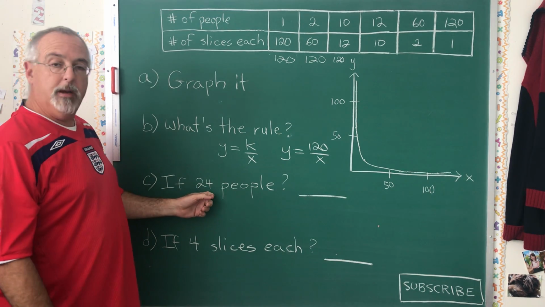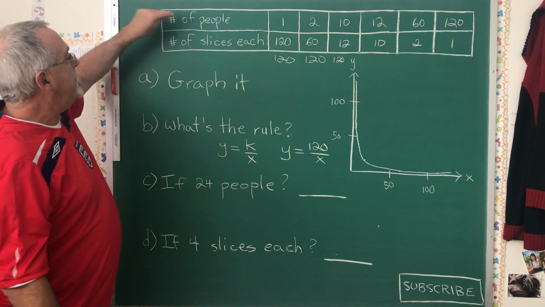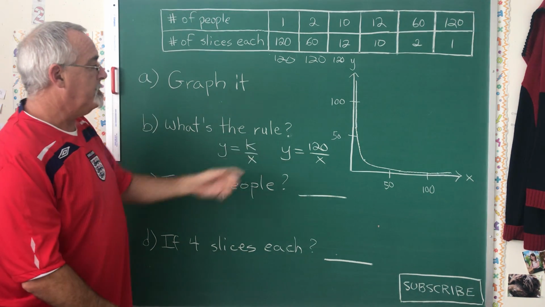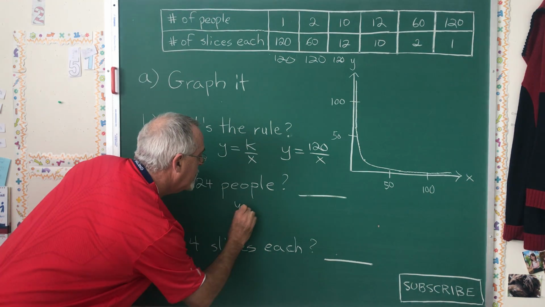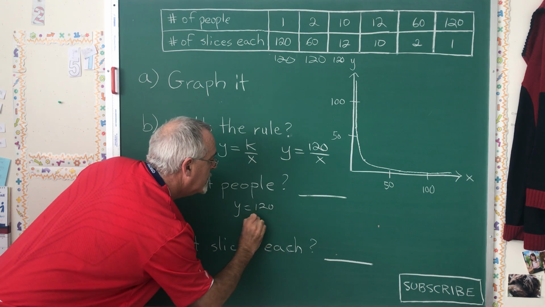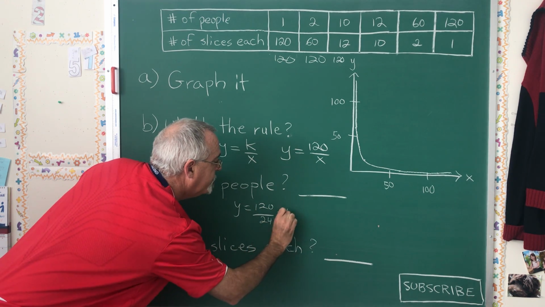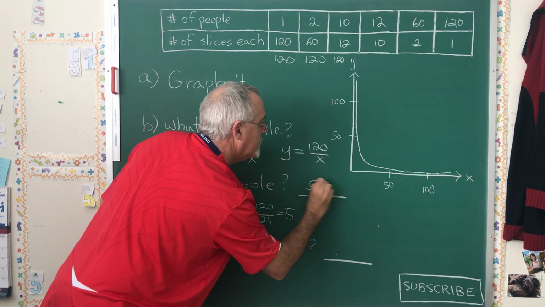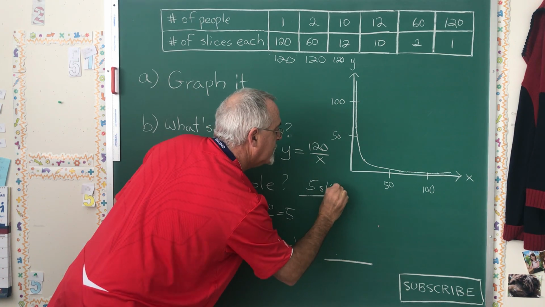If there are 24 people, well, number of people is an x. So I'm replacing my x with 24. y equals 120 over 24, which is 5. That means the people will get 5 slices each.